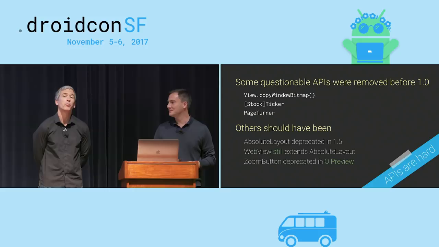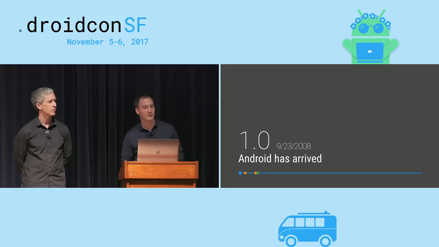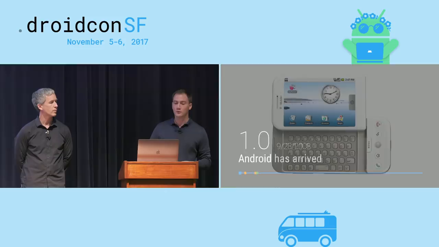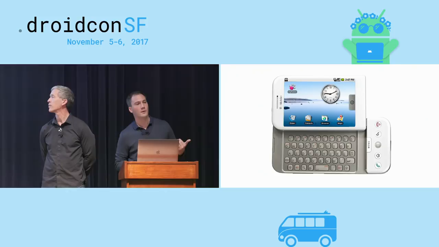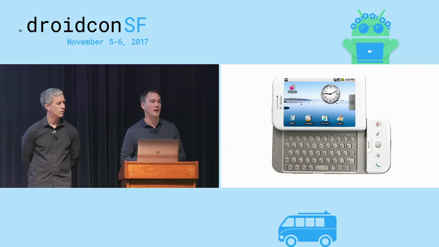So Android 1.0 was released on September 23rd, 2008. And our first phone was the T-Mobile G1. It was actually launched very close from here. I used to live on 5th and Market, a few blocks away. And the launch event took place at a T-Mobile store on Market Street. Just a few minutes walk from here.